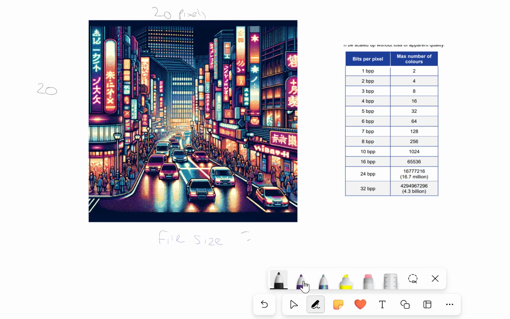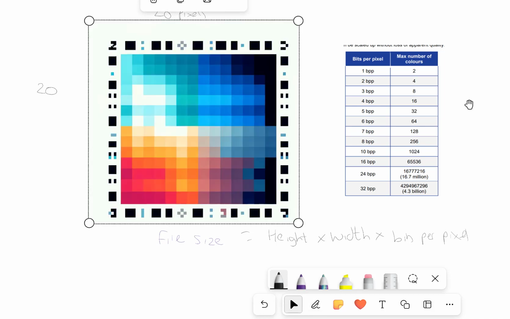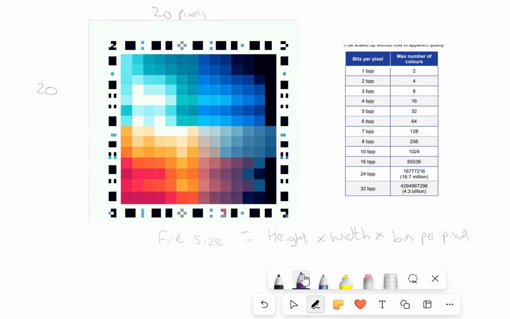We would get height multiplied by the width multiplied by the bits per pixel. So let's imagine that this picture was using 2 colors only. In fact, let's do that. So here we go, 2 bits per pixel. So it's a basic picture, 2 bits per pixel. Quality is going to be bad, because we're not using that many colors.